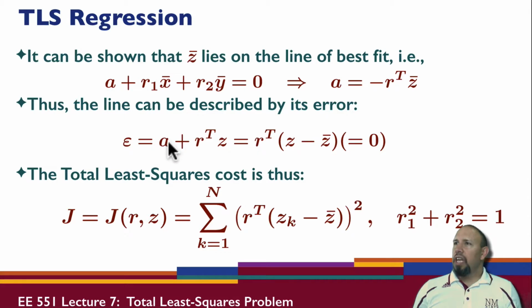So the error is equal to A plus r transpose z, which is, if A we get from this expression, then we can actually write it out this way: r transpose (z minus z bar). Okay, and again, we want that to be small, or we want to set it equal to 0. So that's the kind of thing we're looking for. And so the total least squares cost is we're minimizing with respect to r and z of this quantity, where r satisfies this condition. Okay, so that's actually what we're looking for.